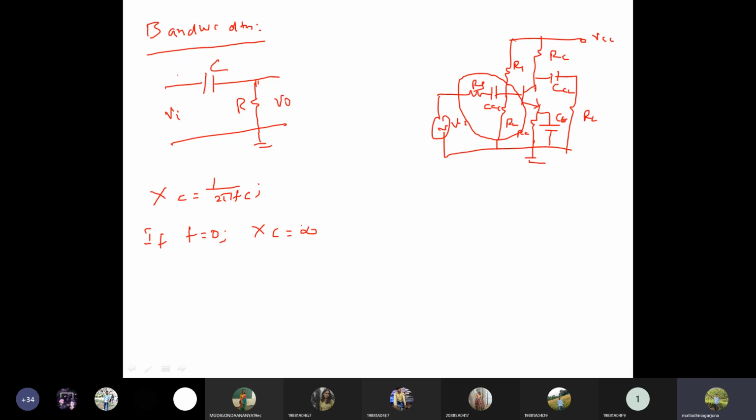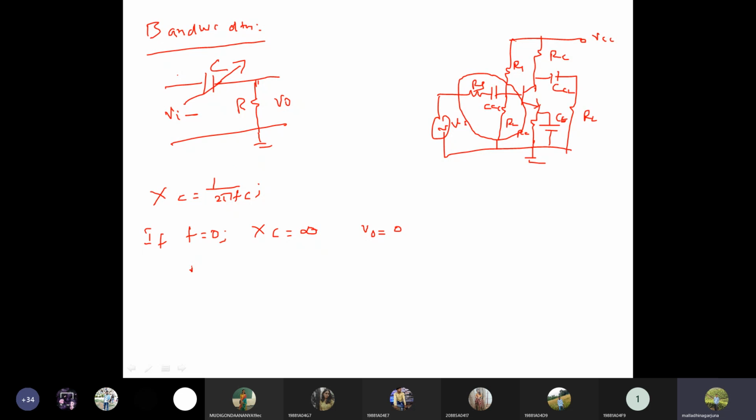F is equal to 0, so Xc becomes infinity and V0 will be 0. Why? Because Xc is infinite resistance, the capacitor acts as an open circuit. If the capacitor is an open circuit, the output will not receive any kind of input signal. So this is an open circuit here. If it is an open circuit, there is no connection between input and output, so output will be 0.